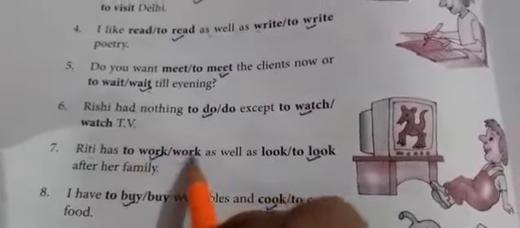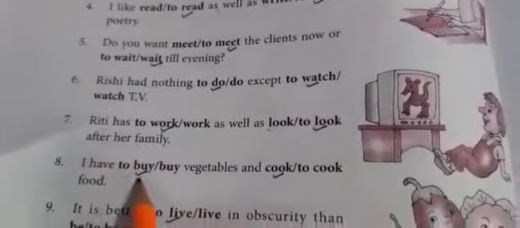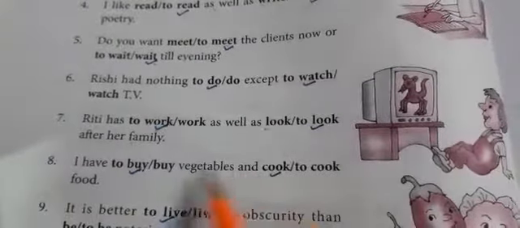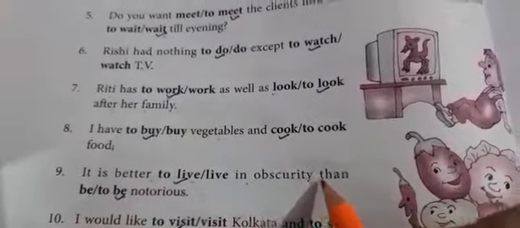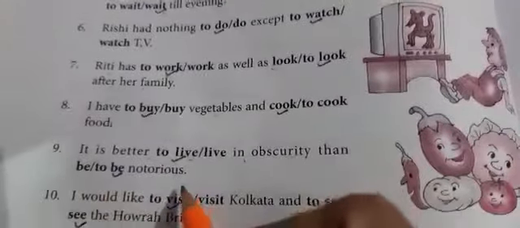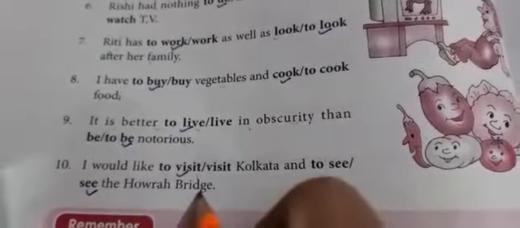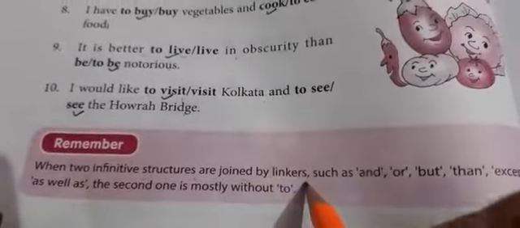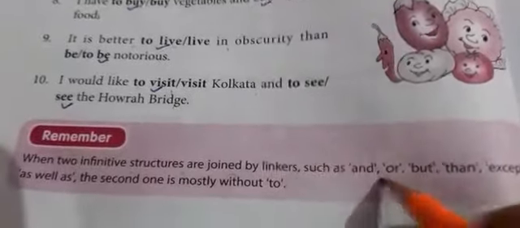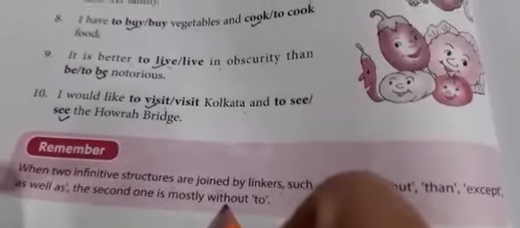Riti has to work as well as to look after her family. I have to buy vegetables and cook food. It is better to live in obscurity than to be notorious. I would like to visit Kolkata and see the Howrah Bridge. And remember, when two infinitive structures are joined by linkers such as and, or, but, than, except, as well as, the second one is mostly without to.